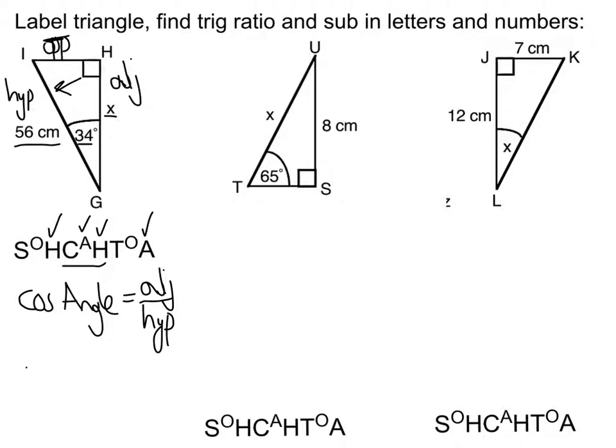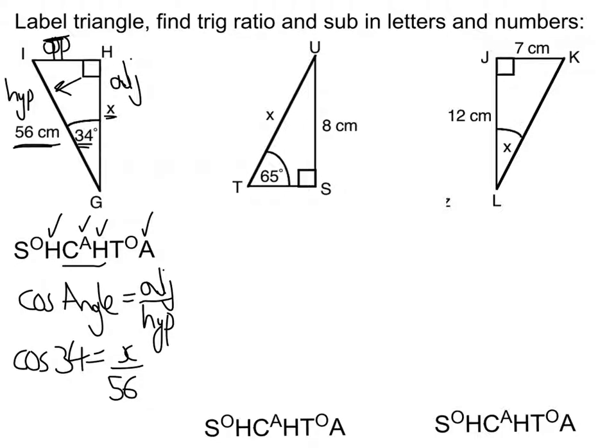Now this time I'm going to replace angle, adj and hyp with the information I know. So it's going to go cos, that stays. Now the angle in this case is 34, so cos 34 is equal to adj, well that's x, over hyp, well that is 56. So my final line in this is cos 34 is equal to x over 56.